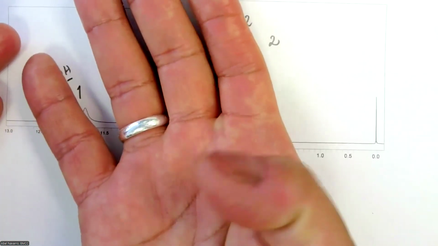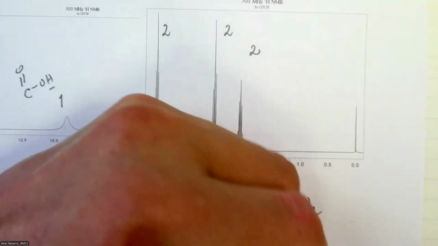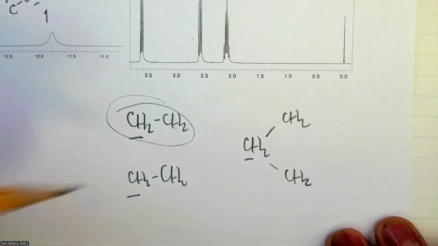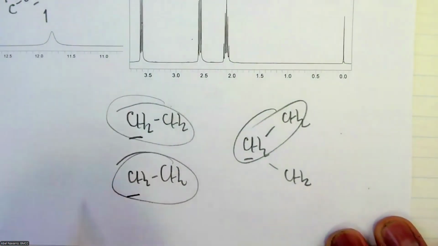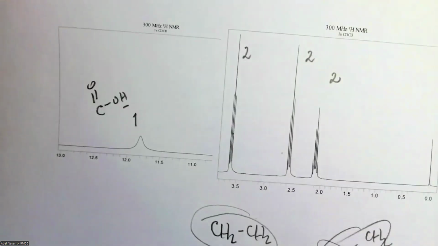pentet. Okay, pentet minus 1, 4. So I have 4 neighboring hydrogens, 2 CH2s, right? 2 CH2s. What does that mean? That means that CH2 is right here, and this CH2 is right here. So I have those two. Okay, so what should it be then?